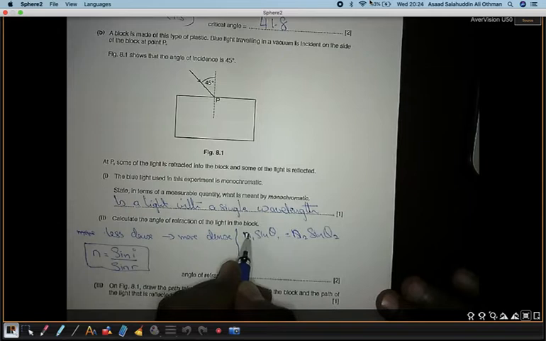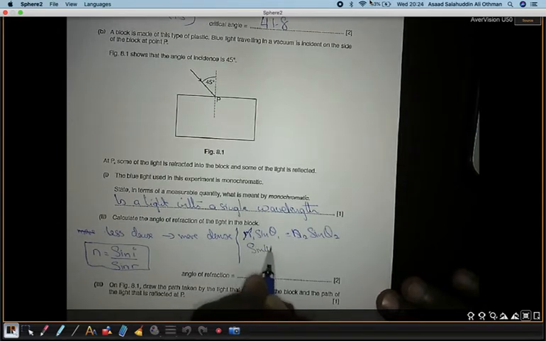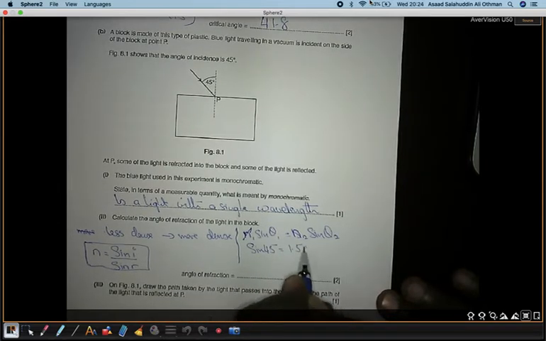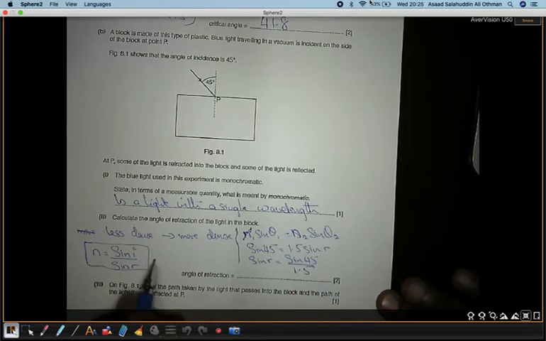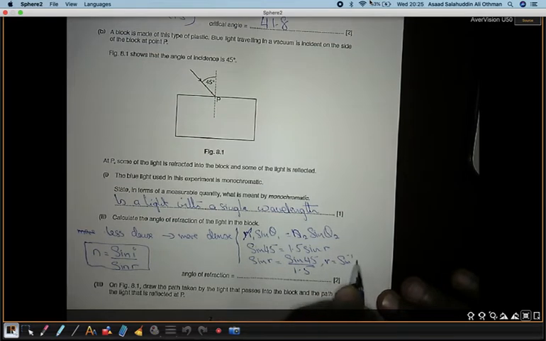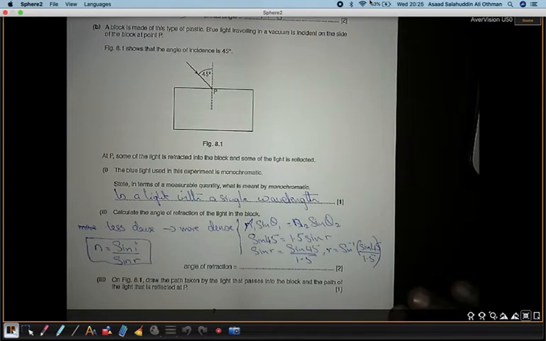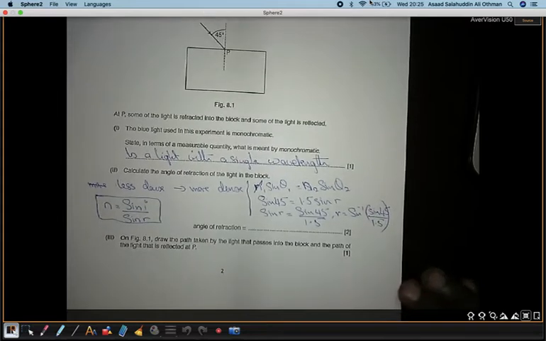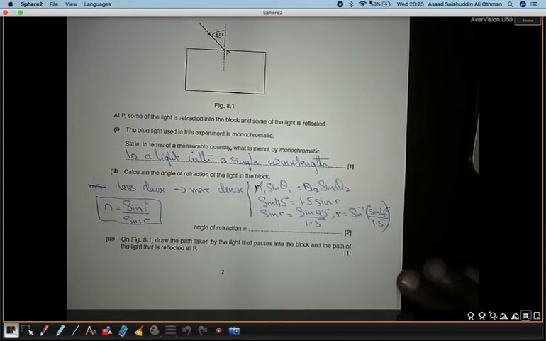n1 is air, so it's 1. Sine 45 equals 1.5 sine r. Sine r is equal to sine 45 over 1.5, and r is equal to sine inverse of that. r is equal to sine inverse of sine 45 over 1.5. Okay, and again, I don't have a calculator. Just plug this in your calculator and you get your final answer.